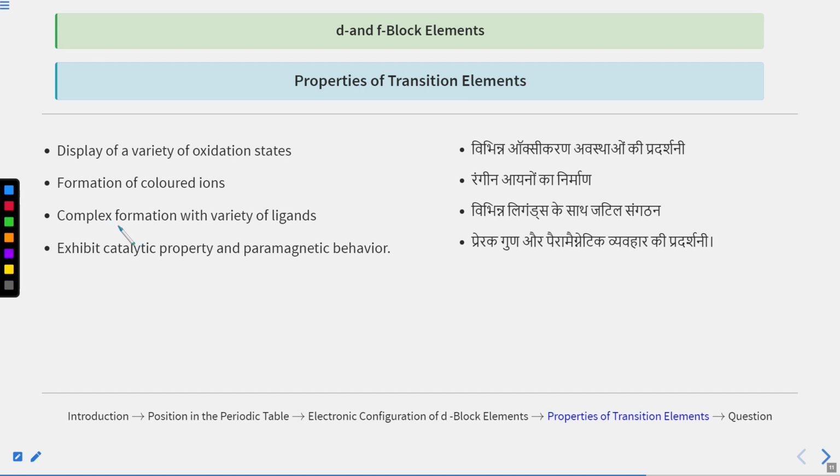Now talking about some more properties, they can display a variety of oxidation states. We will see this variety. You can have an oxidation state of +2, +3, +5. Vanadium can have +5, +2. They can also form colored ions, and complex formation with a variety of ligands. We will study this in coordination compounds.